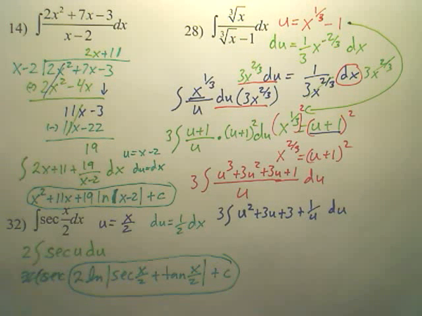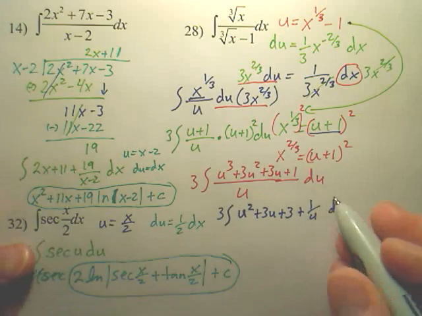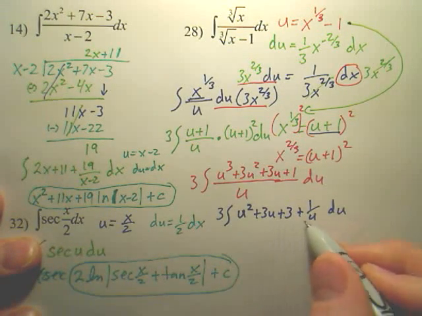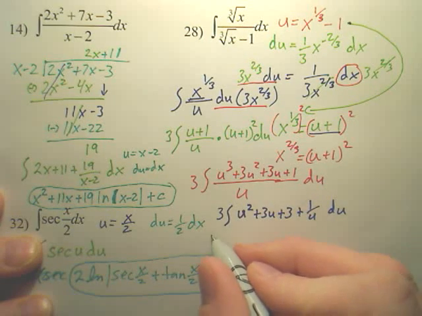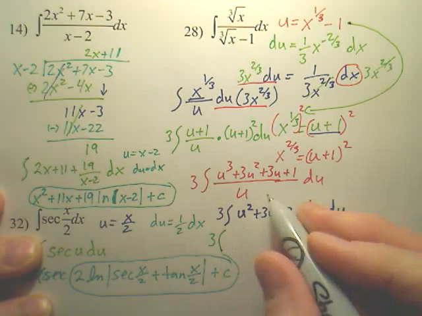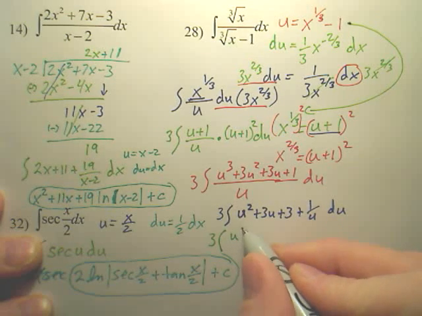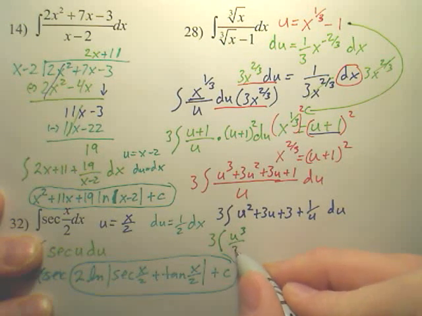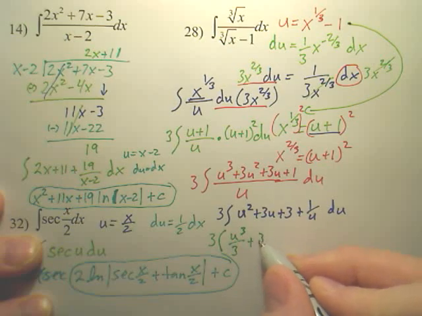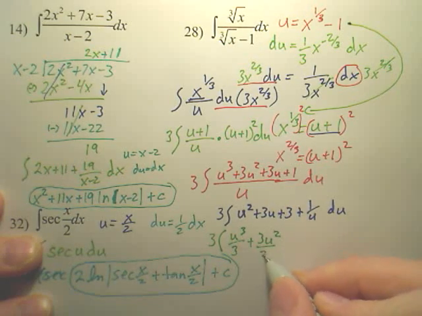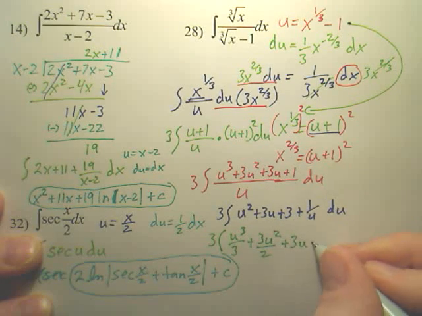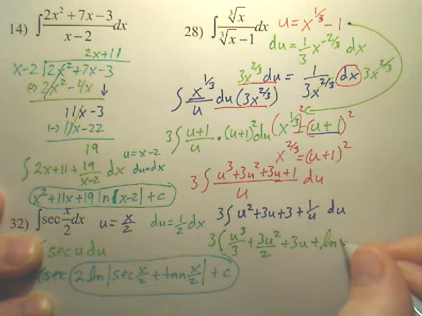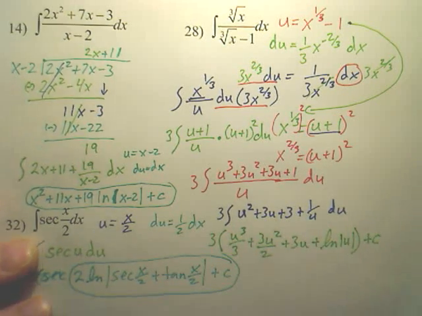Any questions so far? Now, from here, I integrate. This is a very simple integration. It's going to look kind of nasty. But you have your 3 out front. U squared is going to be u cubed over 3. This one's going to be 3u squared over 2. This one's going to be 3u. And this one's going to be ln absolute value u plus c.